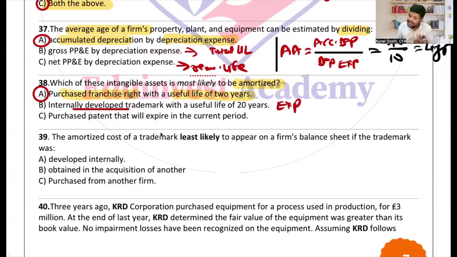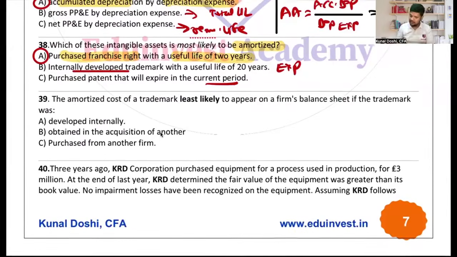Got it? Purchased patent that will expire in the current year. Since it's going to be expiring, you don't need to amortize it, because there's no future benefit. So if there's no future benefit, no need to amortize. Got it? Clear? So A is the answer.